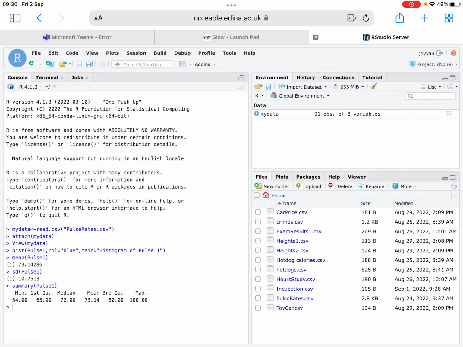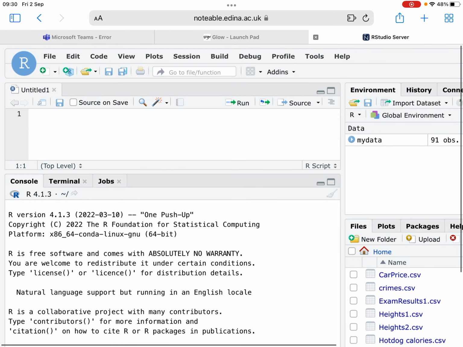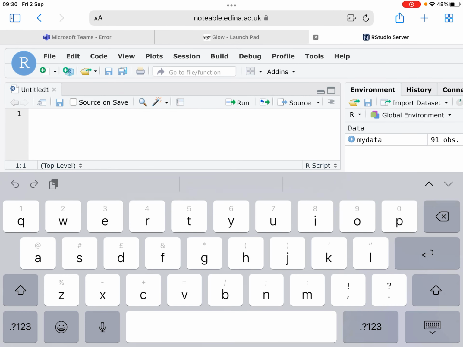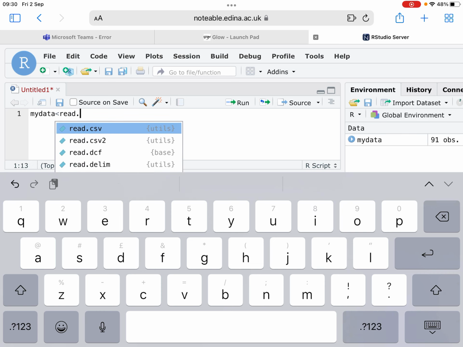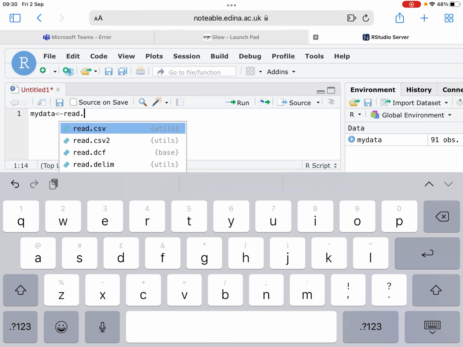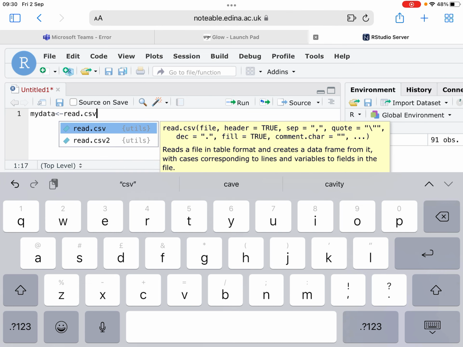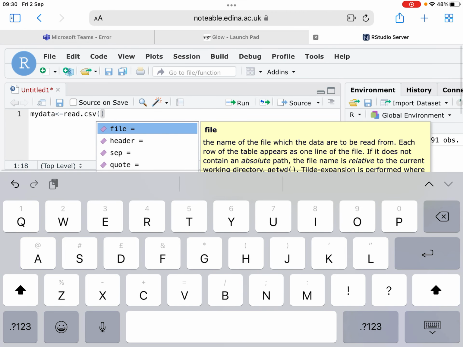So we've got RStudio. We are going to use the heights1 file, which contains some data on heights that have been selected and then the weights of those people. First things first, we need to attach that data onto RStudio. So we're going to, as usual, type in my data, read.csv. Missed out the dash, read.csv, brackets, and it's heights1.csv with a capital that I'm using.